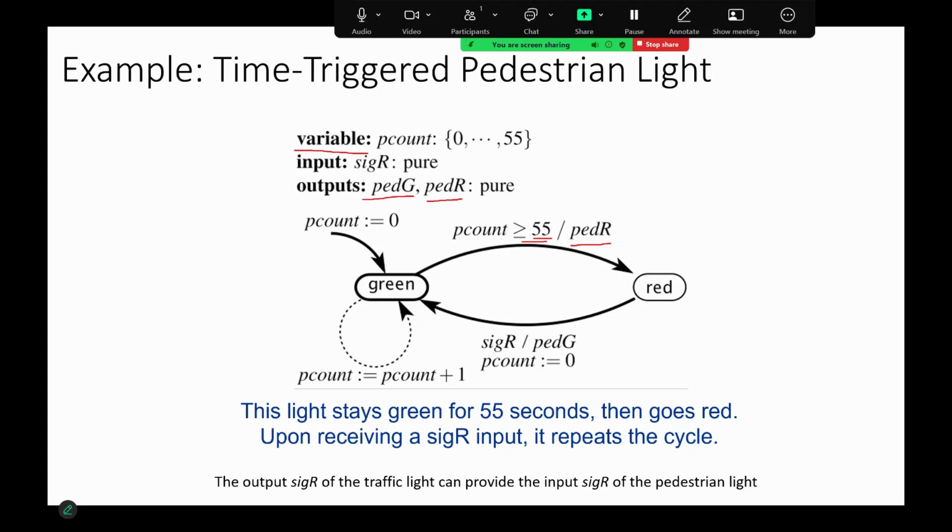Otherwise, if it got signal red, meaning from the car, if the car is red, you can be green for the pedestrian. Is it clear? So the light stays green for 55 seconds, then goes red upon receiving a signal red input. It repeats the cycle.